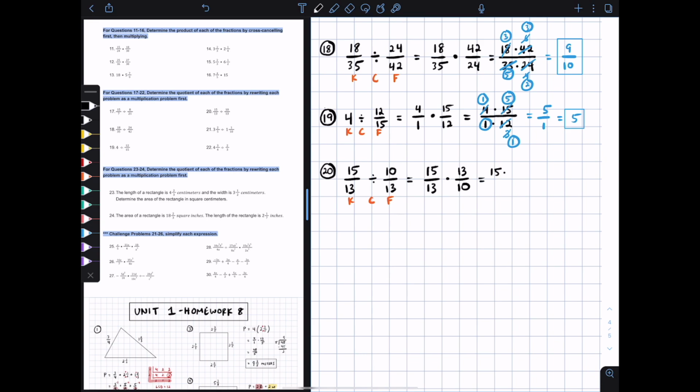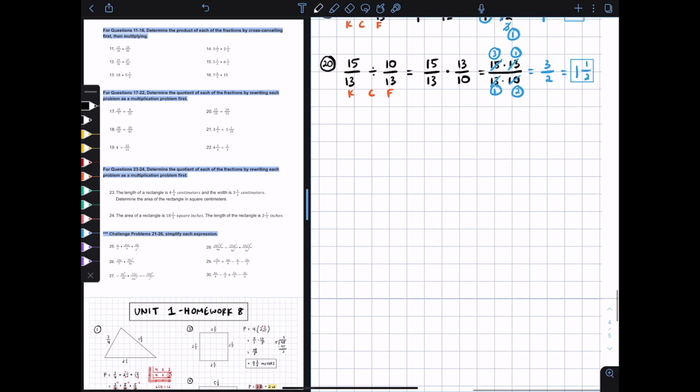So we have 15 times 13 on top, and then we have 13 times 10 on bottom. Oh, this will be super nice. Okay, 13 and 13 cross-cancel to make 1 and 1. And 15 and 10, you can divide them both by 5 to get 3 and 2. So 3 times 1 on top is going to be 3. 1 times 2 on bottom is going to be 2. And we can say this is 1 and 1/2. There you go. All right, a couple more examples together for dividing fractions.